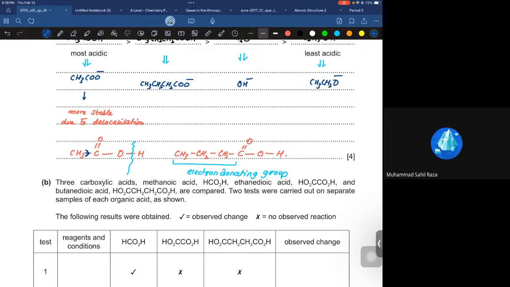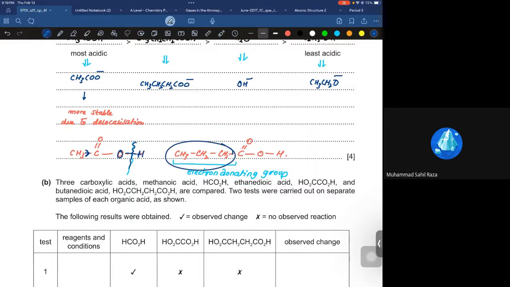So it would create repulsion. So due to this, it's going to make this bond weak. That's why the OH bond is going to break down. So ultimately, I can say that it can dissociate its proton easily. So that's why this is a strong acid.